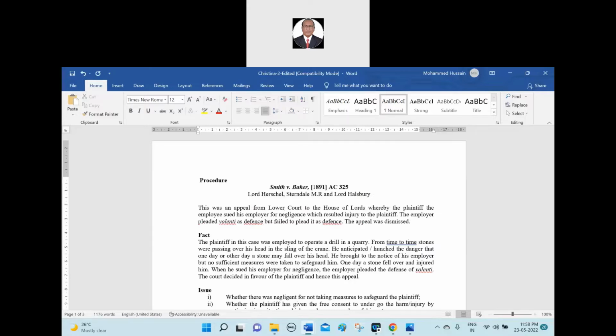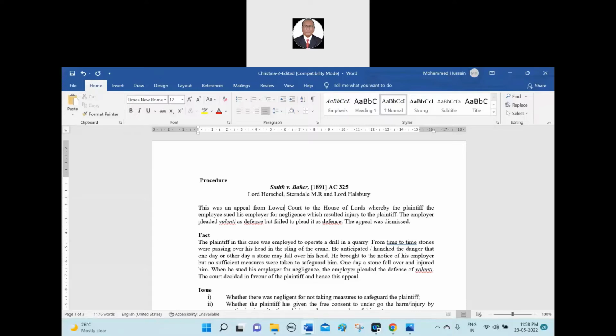To the House of Lords it has come, and what is the issue there? It is injury to the employee. The employee is the plaintiff, who filed a case against the employer, the defendant, for compensation. But the employer has taken the plea of volenti non fit injuria, which cannot be applicable here, because mere assumption will not amount to consent.